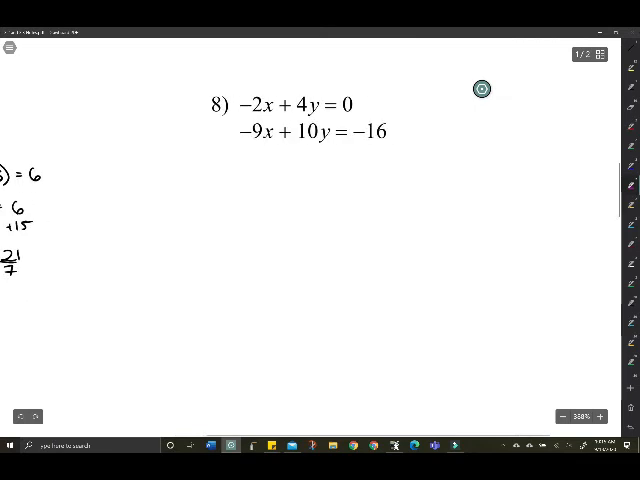Okay, number 8. So another one, we're going to have to multiply both things here. So whatever you're thinking, maybe try it out on your own here. I am going to go with, okay, 9 and 2. Multiply top by 9 and the bottom by 2. Top by 9, we'll make a negative 9. I want them to be opposite signs. So that gives me 18x minus 36y is equal to 0.